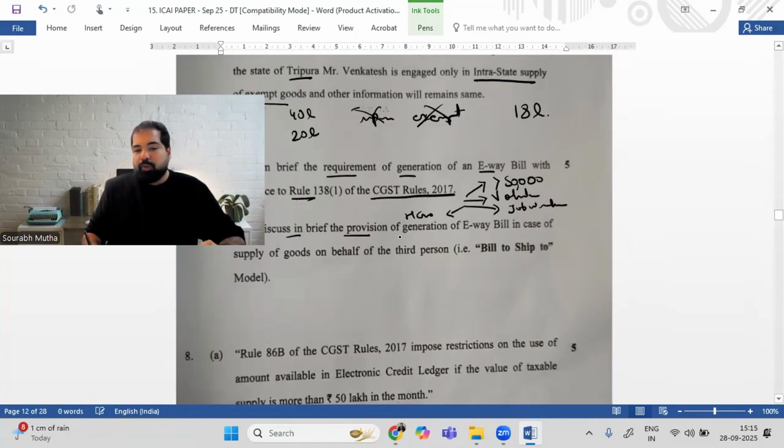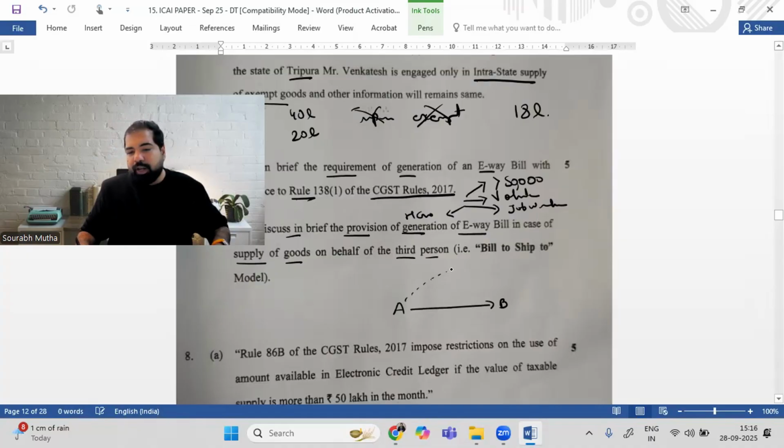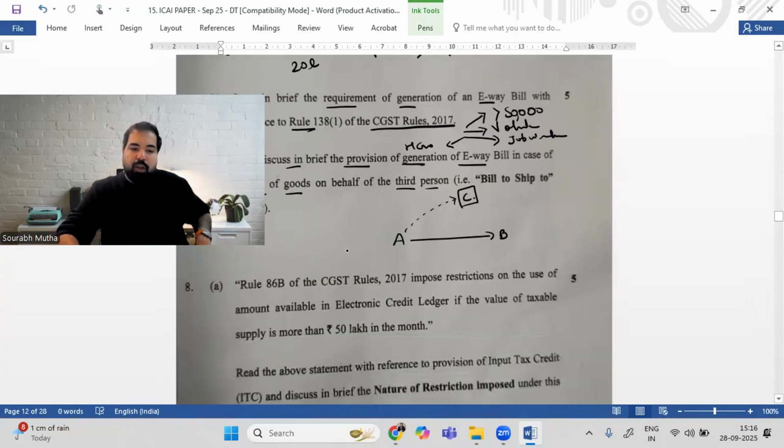Also discuss in brief the provision of generation of e-way bill in case of supply of goods on behalf of a third person. Bill to ship to model. Example, if I'm A and I'm supplying goods to B, but the goods are to be directly shipped to Mr. C, then in that case, what is the e-way bill requirement? This is a bill to ship to model. In this case, also an e-way bill will be required. You need to create an e-way bill to whoever you're sending if the supply is more than 50,000.